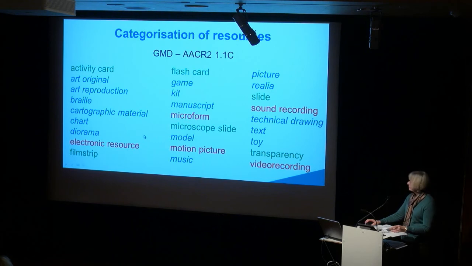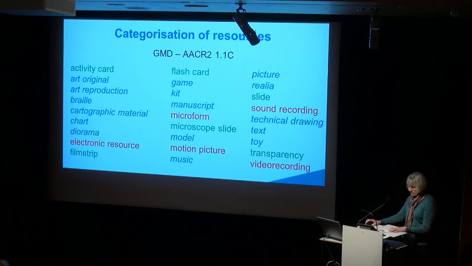So if we look here, this is just the old GMDs in AACR. One of the big problems with that was some of the terms described the content, others described the carrier, and others were about the media required to view or access the resource. So the ones highlighted in blue, like art original, cartographic material, etc., in RDA, they would be considered content types.